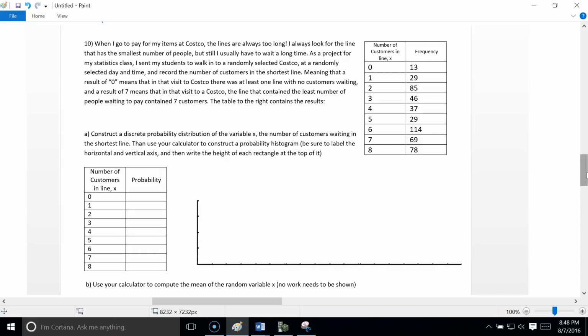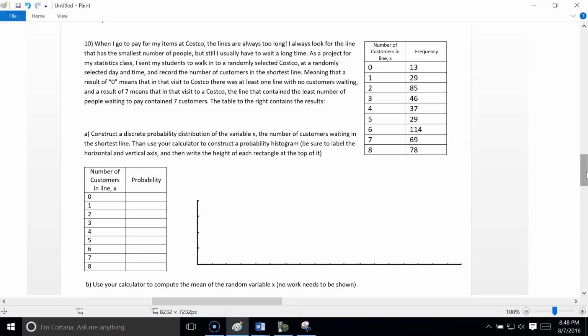a result of 0 means that in that visit to a Costco, there was at least one line with no customers in it, and a result of 7 means that in that visit to a Costco, the line that contained the least number of people waiting to pay contained 7 customers. The table to the right contains the results.